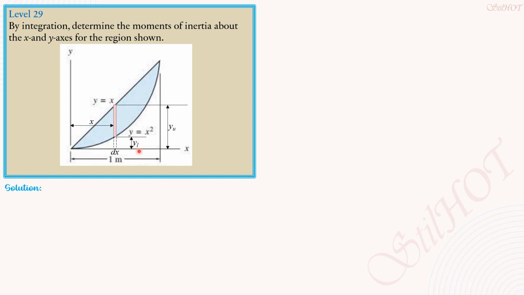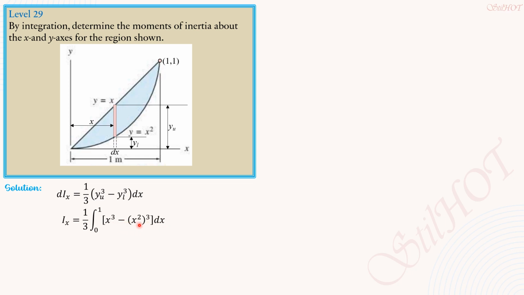So therefore, differential Ix is 1/3 quantity upper y cubed minus lower y cubed times dx. So this point is at 1 comma 1, because when x is 1, here y equals x, then y is 1. Also in y equals x squared, when x is 1, 1 squared is still 1. So substitute, upper y cubed is x cubed, so Ix is 1/3 integral from 0 to 1 of quantity x cubed minus x squared, quantity cubed, dx.